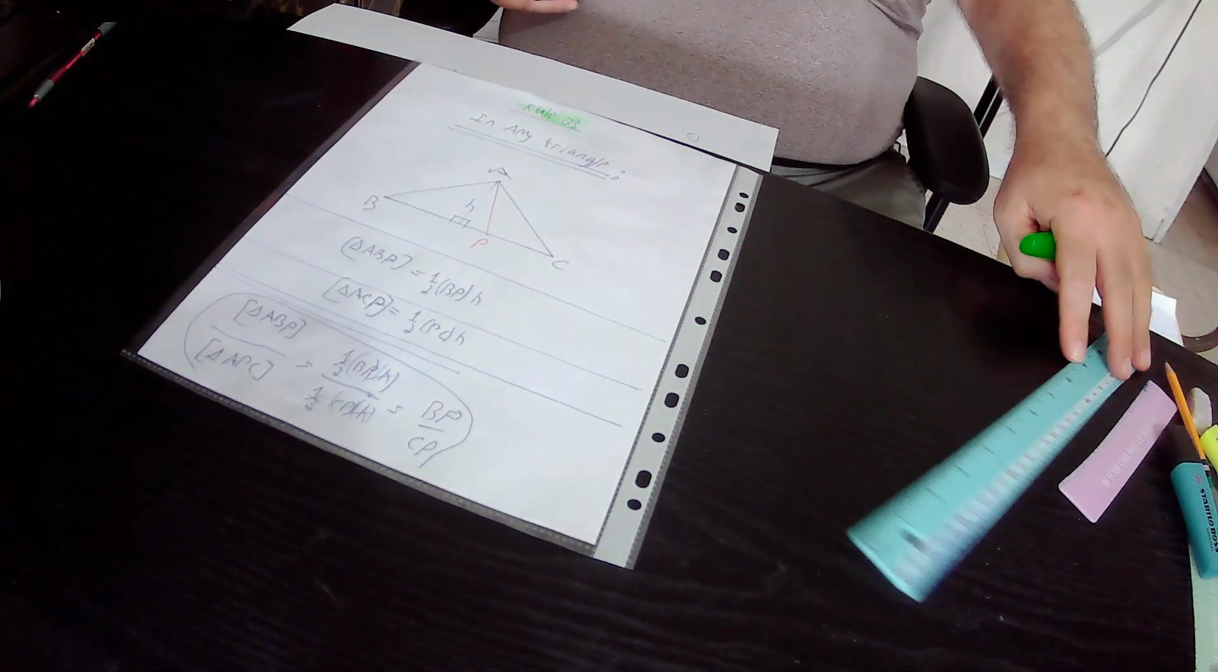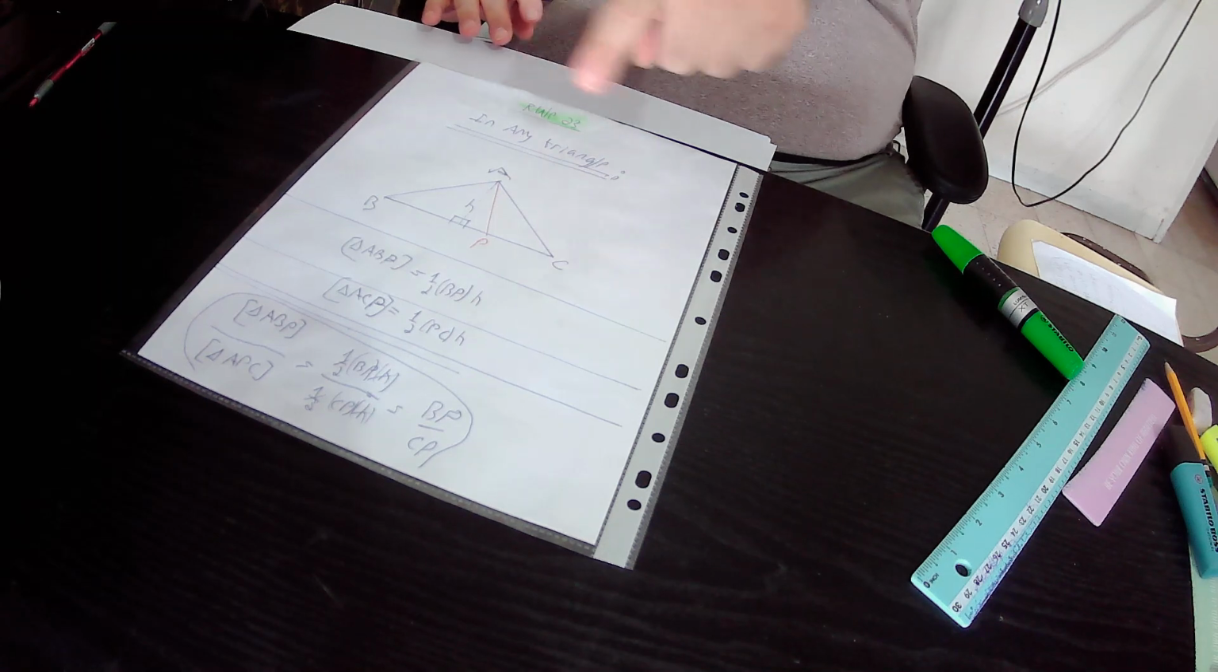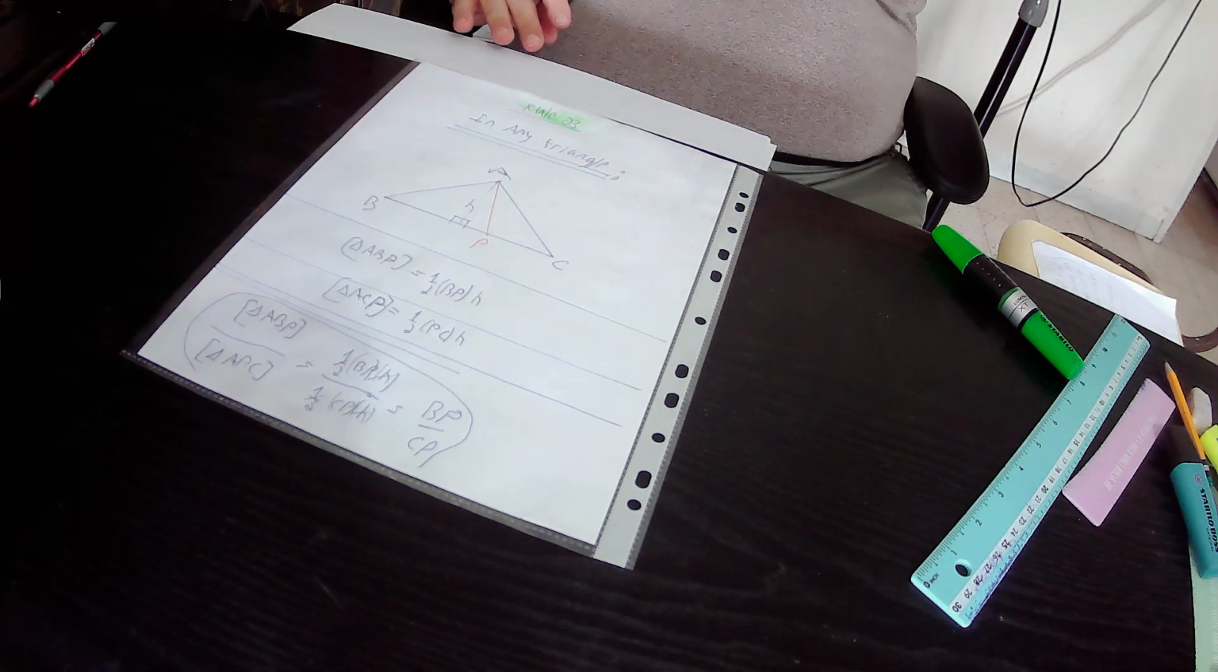The new rule is Rule 23. Rule 23 is true in any triangle. So this is triangle ABC. That could be any triangle.